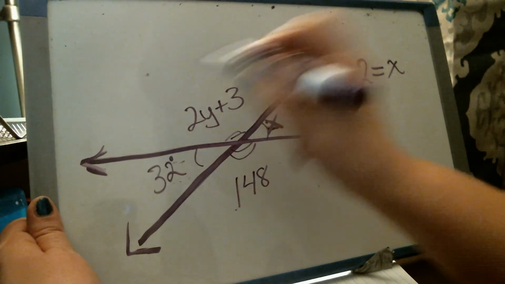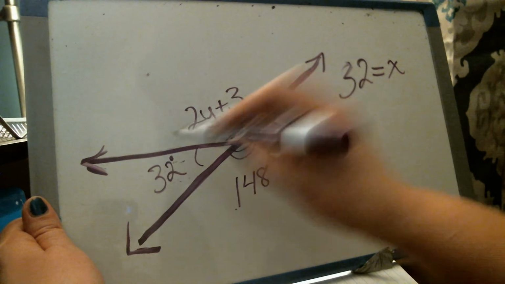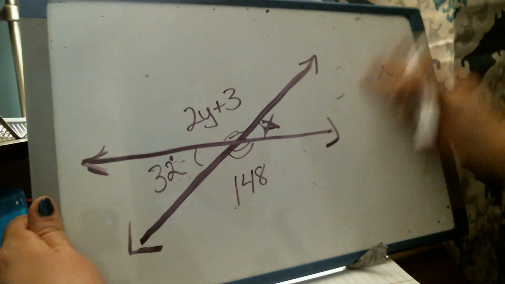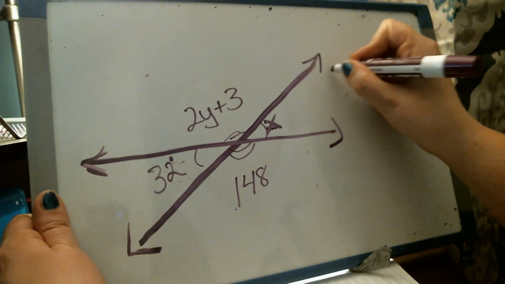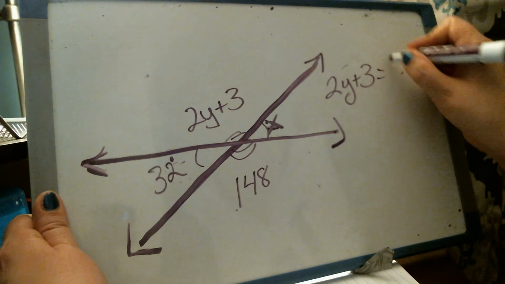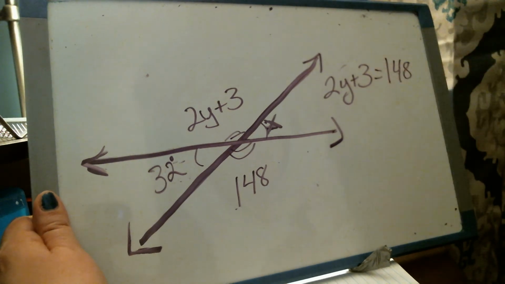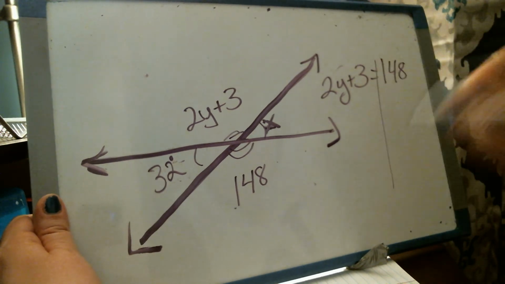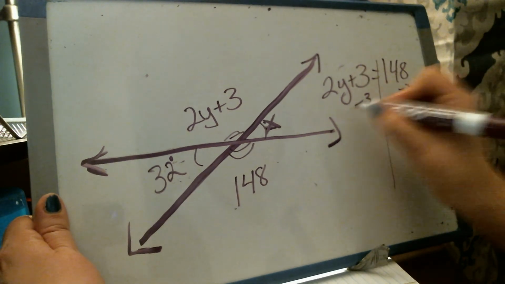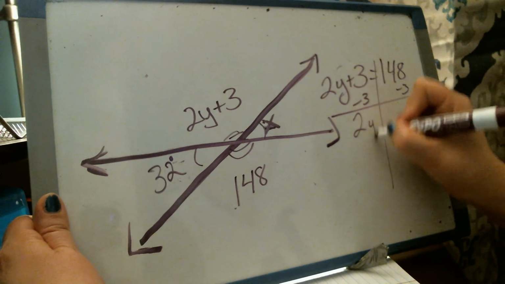So let's find the value of y now. We know that this angle is also 148. So let's erase this over here so we have some space to work. And let's say that 2y plus 3 is equal to 148. Get our line in there. All the single numbers, they got to go first. And we moved it.